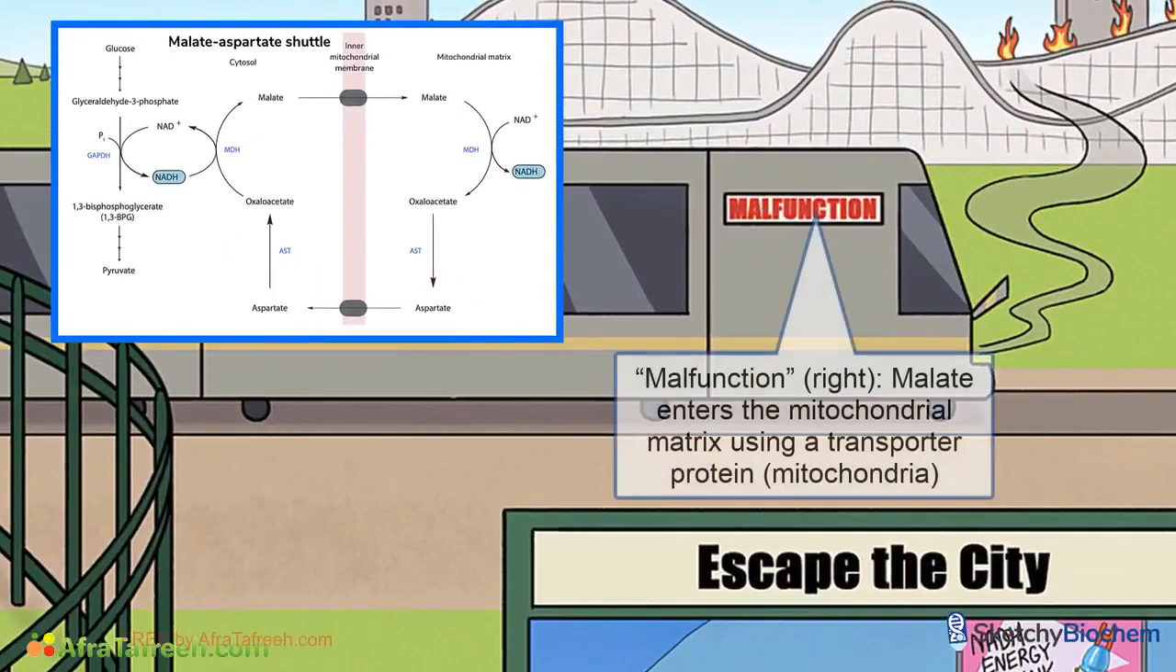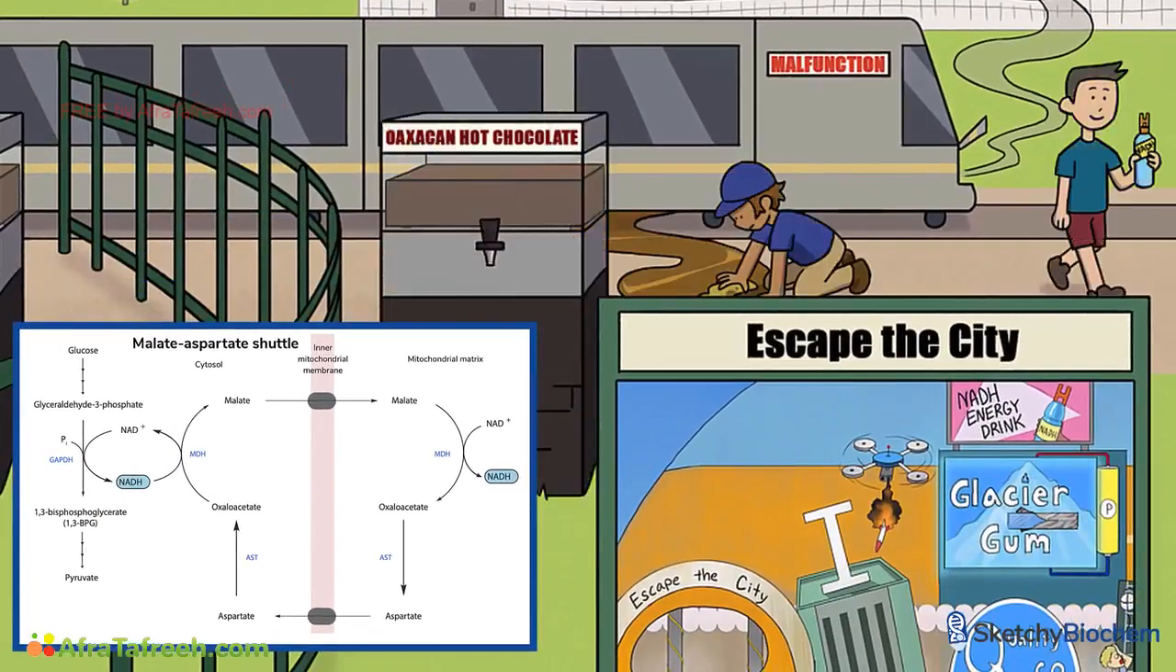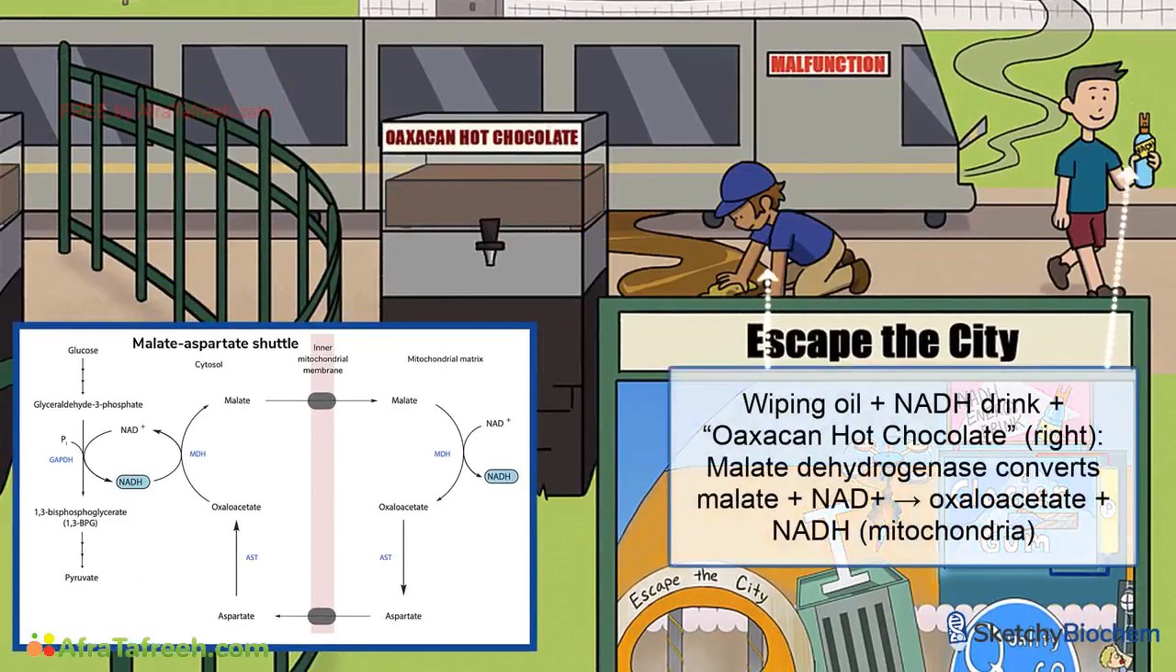Malate crosses the inner mitochondrial membrane via malate transporter protein, just like this tram is passing through a gap in the fence. Once inside the mitochondria, MDH reverses the first reaction and turns malate and NAD+ back into oxaloacetate and NADH. There, that's it. The magic just happened.